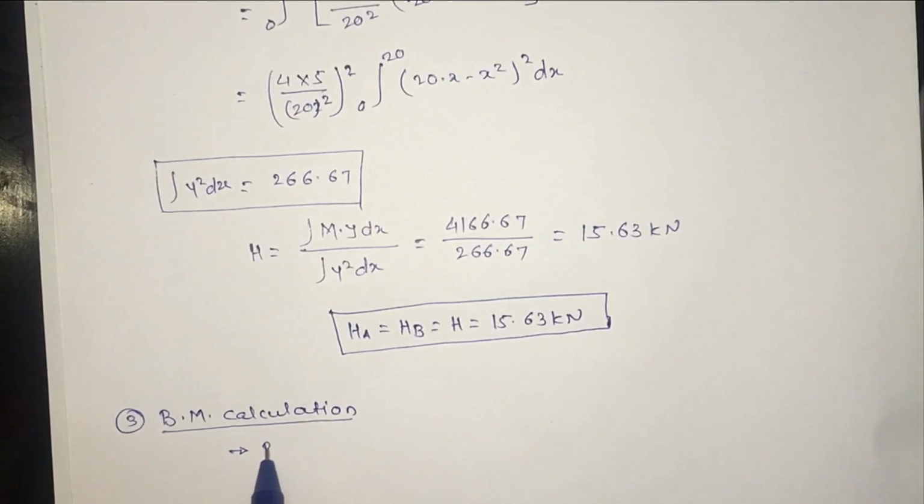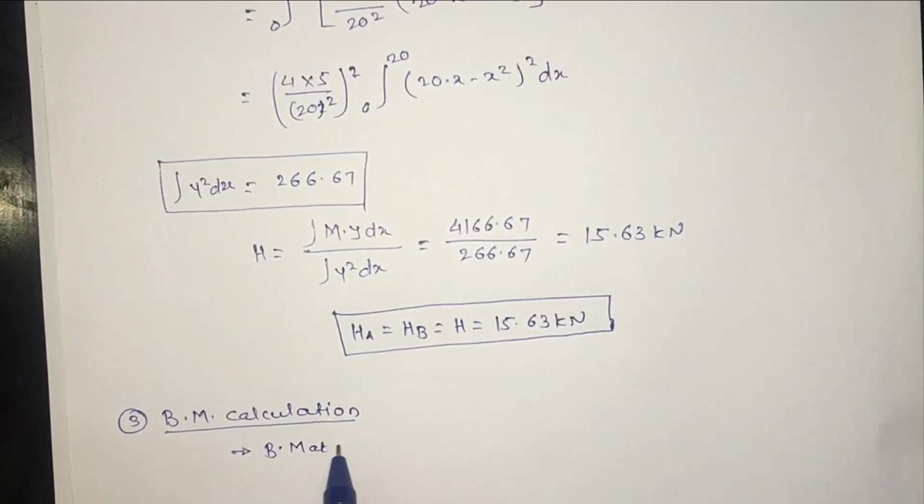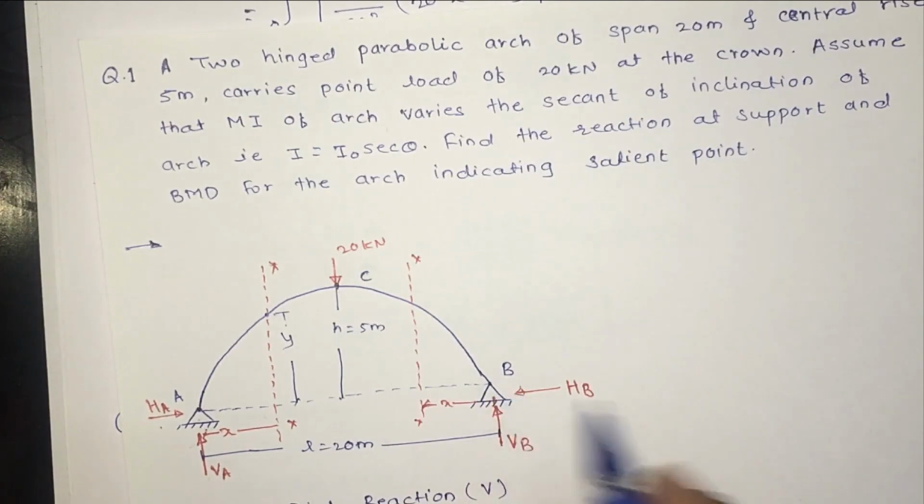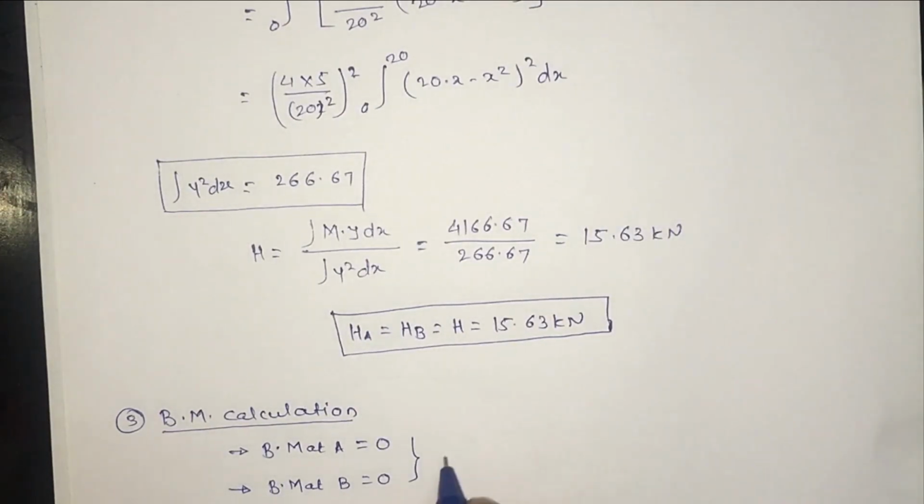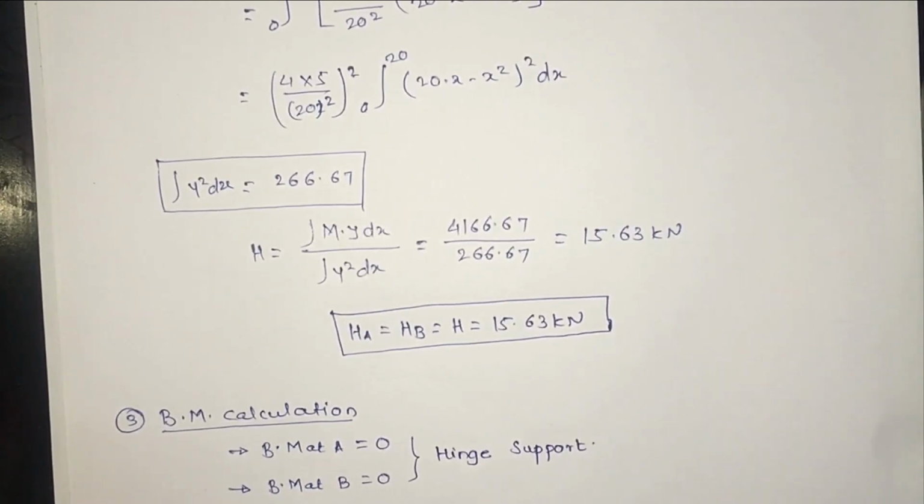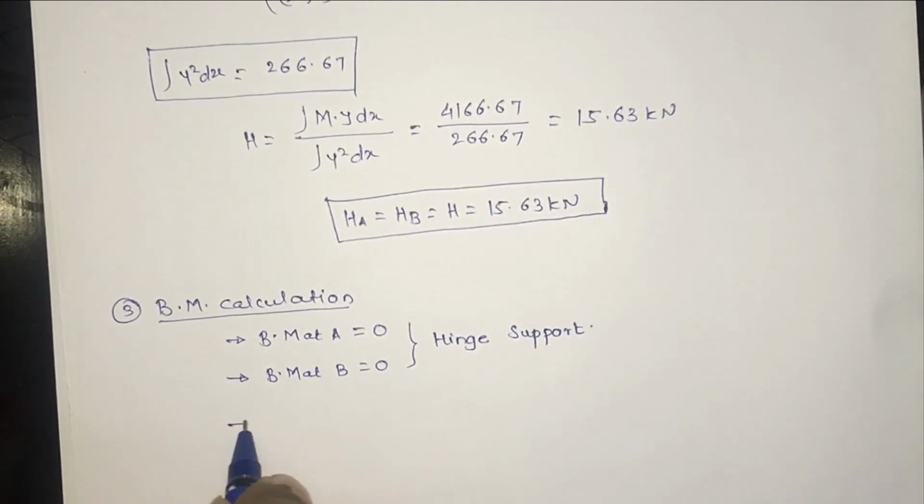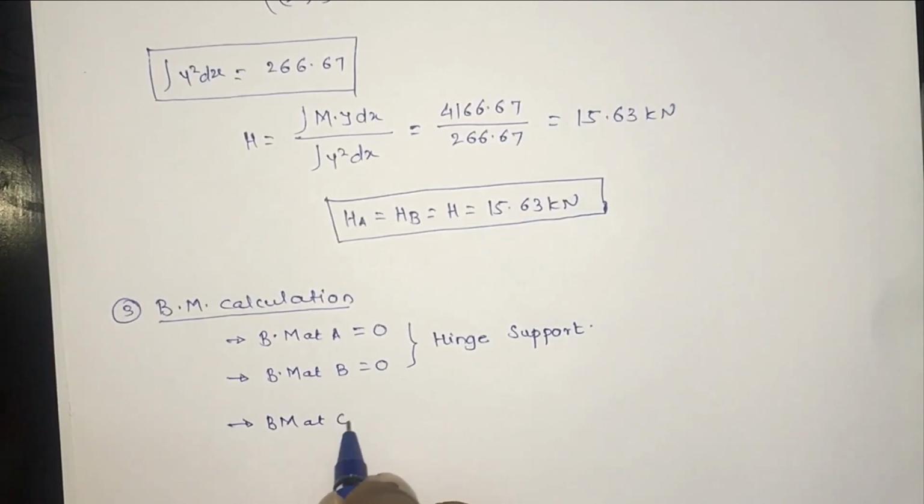First, we find the bending moment at point A. We can directly write this is equal to 0. Second, the bending moment at point B is equal to 0, because points A and B are hinge points, and as we know, at a hinge point the bending moment is always equal to 0, so we can directly write 0 due to hinge support. Now we have to find the bending moment at point C.